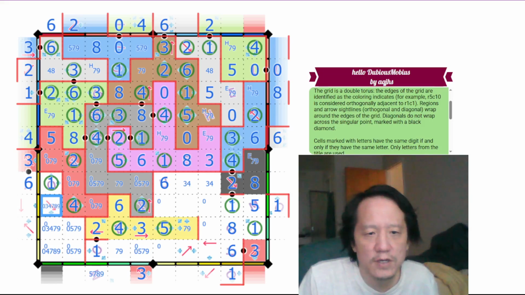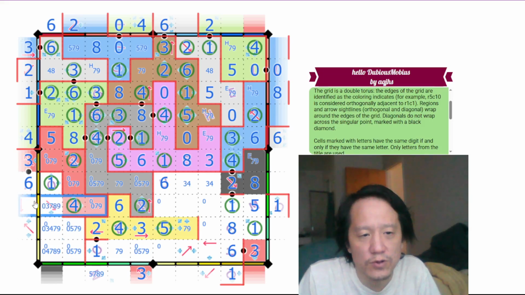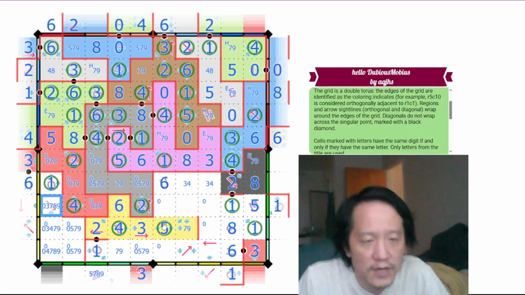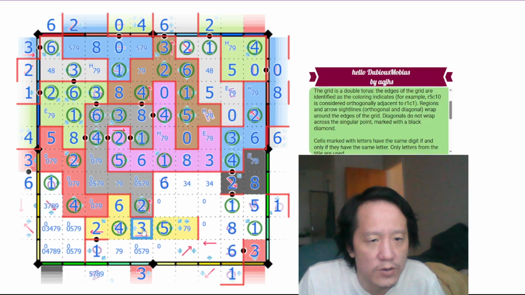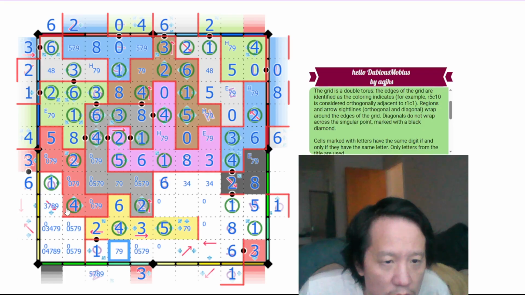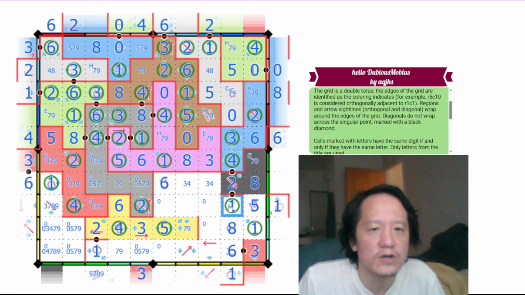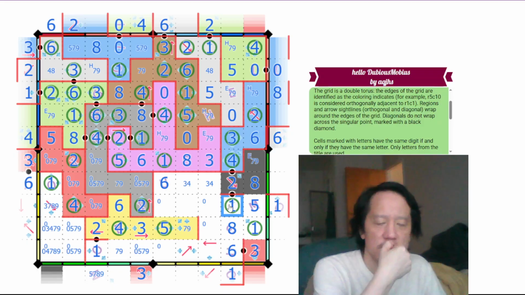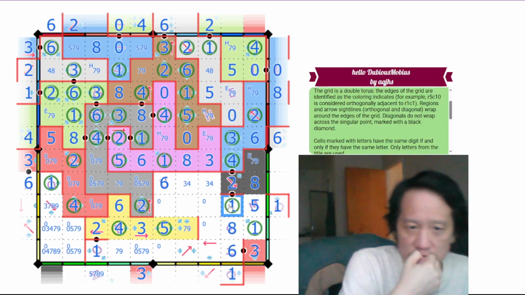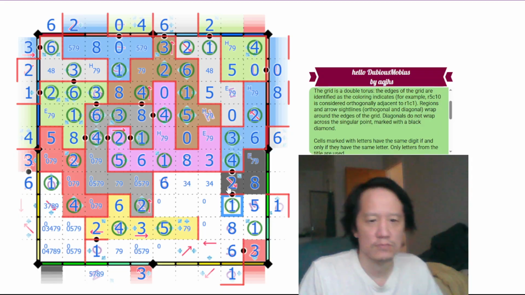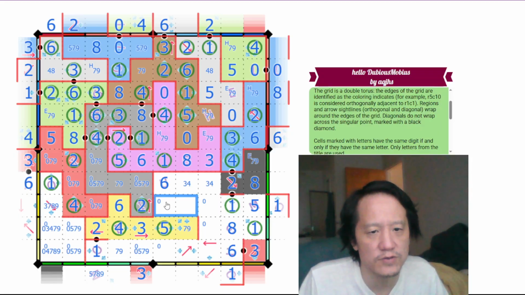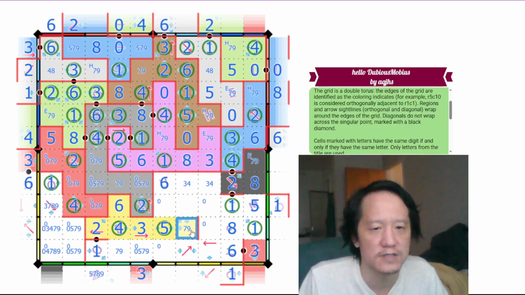Okay. This can't be 4 because of the 4 in the row. This can never be 0 because it's an arrow. This goes to green. It's possible. Yellow has to be at least one of these two, and it has to be at least 7.